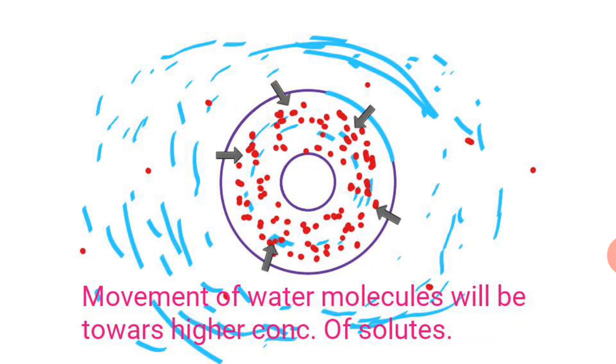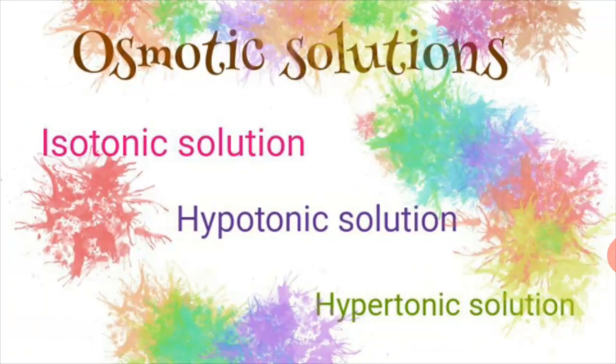So this is the main function of osmosis, which is used to maintain the integrity and hydration content of the cells. There is something about the osmotic solutions, and we will discuss all these solutions in our next video. Until then, you have to learn diffusion and osmosis by heart. Only then will you be able to understand isotonic, hypotonic and hypertonic solutions.